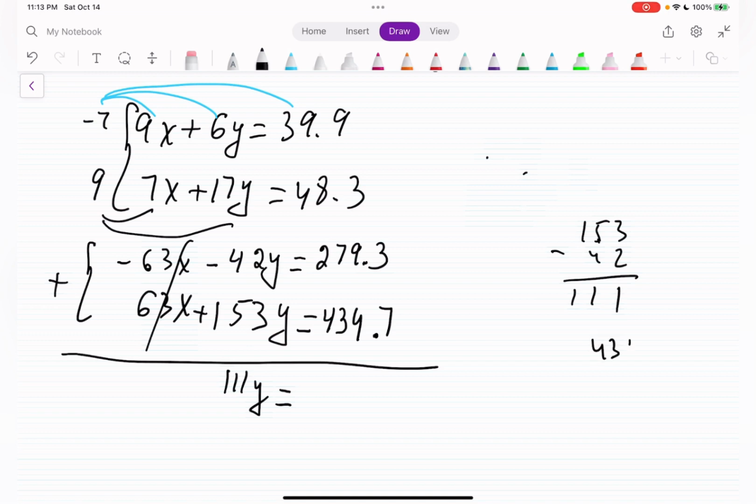And 434.7 minus 279.3. It's going to be 4, 14 minus 9 is 5. Here is 2, 12, borrowing again, 12 minus 7 is 5. And here we have left 3, 3 minus 2 is 1. I'm getting 155.4. Okay.